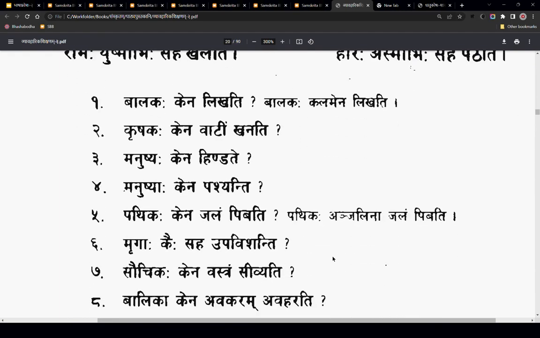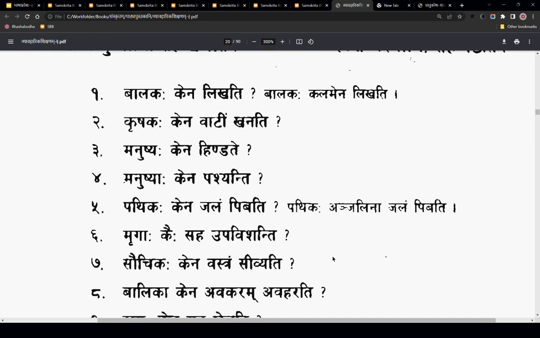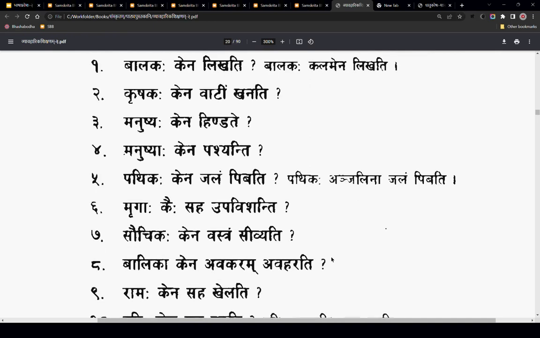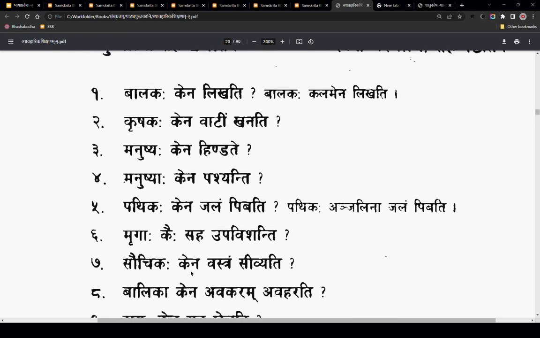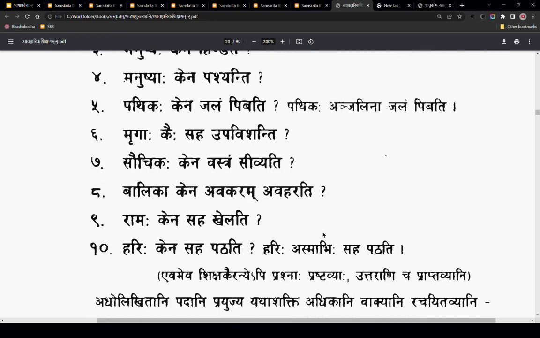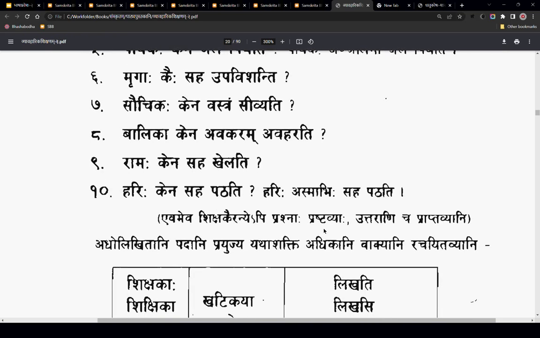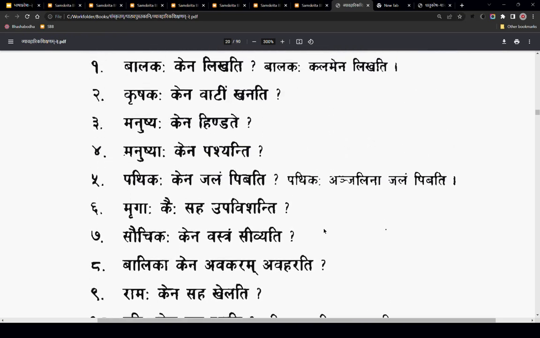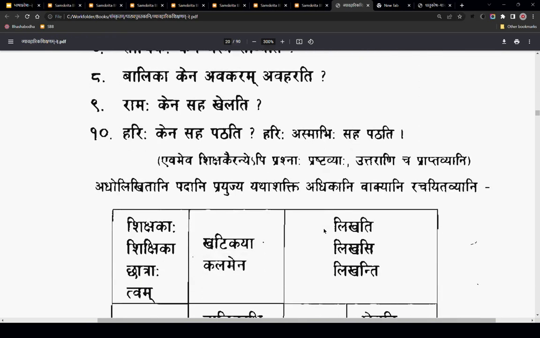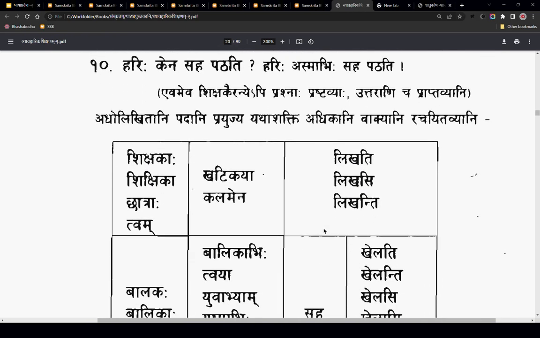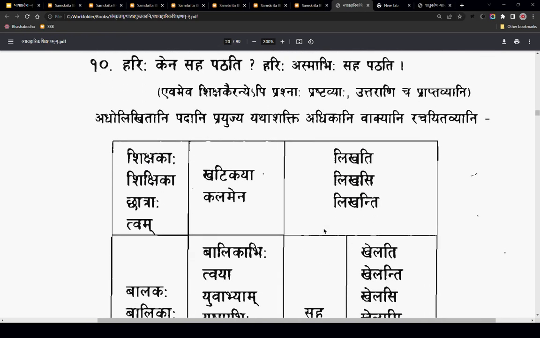Question this. Here again question words are all in tritiya. Kena, kena, kaihi, kena. There is no kaya here. Okay. Shikshaka, shikshakaha, khatikaya, kalamin, alpajayata, jadikana, kandachit.